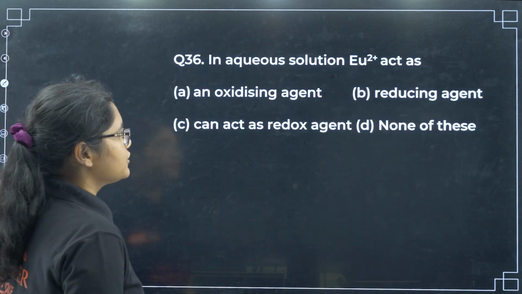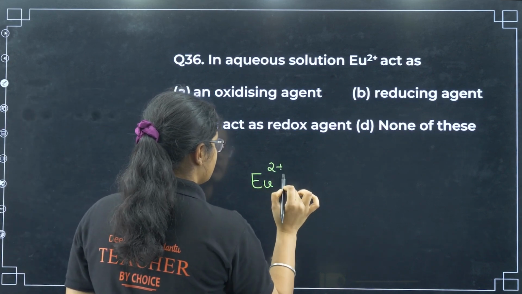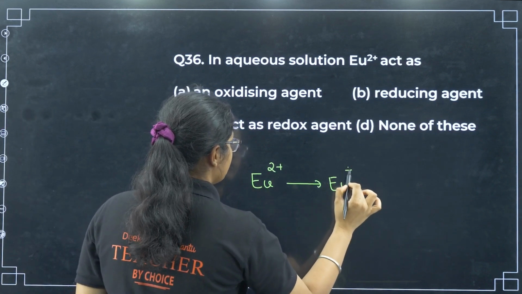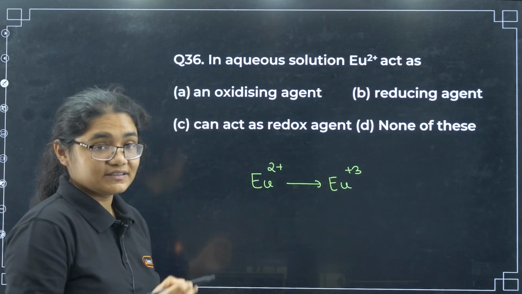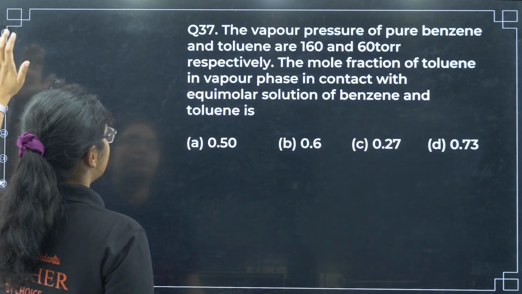Next, in aqueous solution Eu2 plus acts as. Now Eu2 plus is a stable one, but the common oxidation state is Eu plus 3. So it can undergo oxidation, and that is why it will behave as a reducing agent, option number B here.